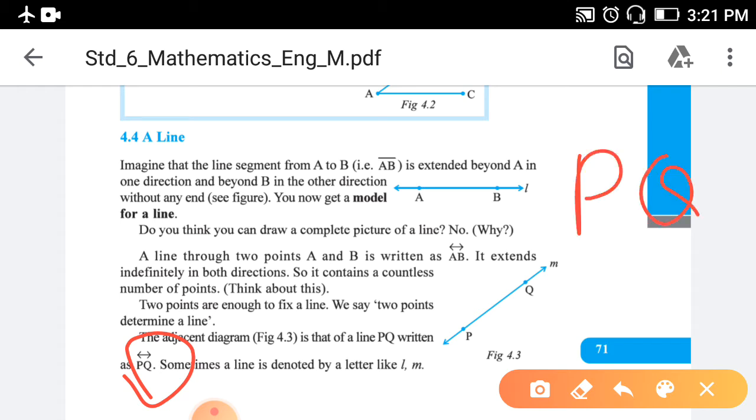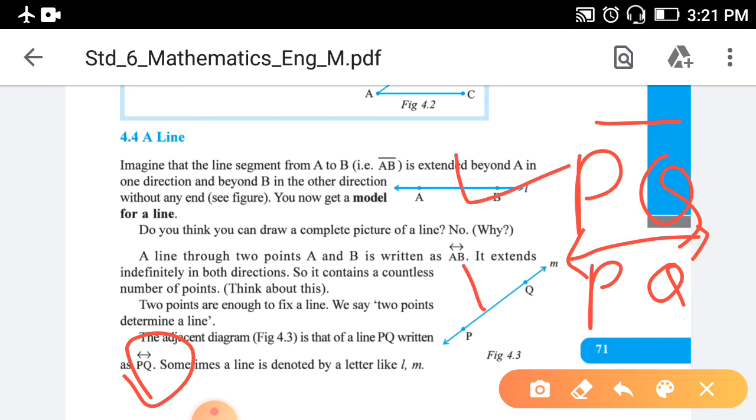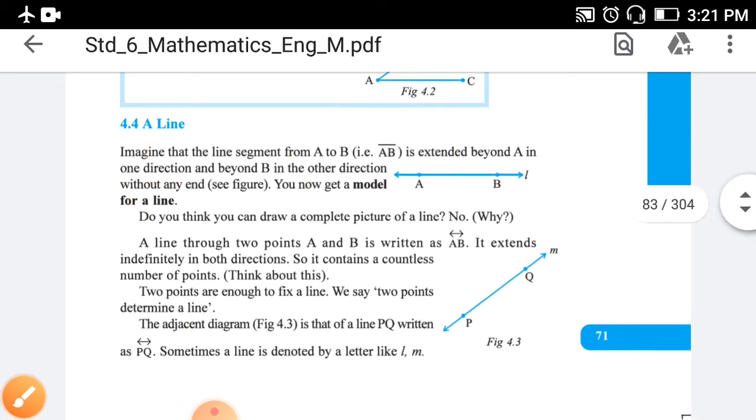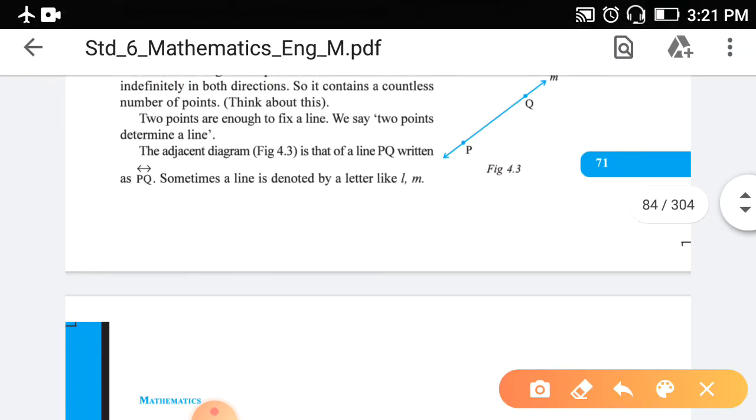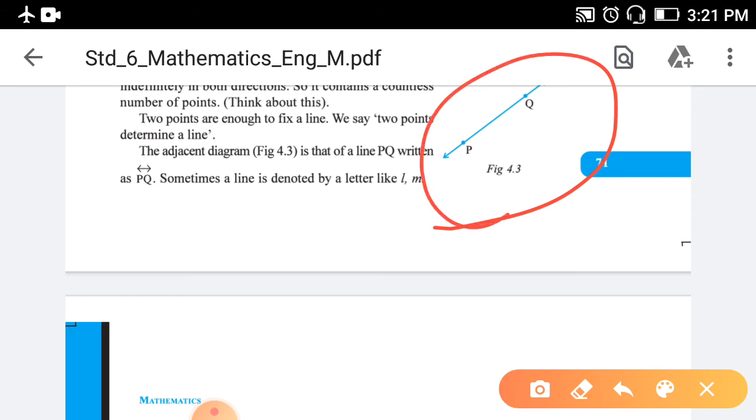Here let's see the difference in the denomination. First one, it is a line segment, and second one, it is a line. Here these two arrows represent that you can extend this line beyond the end points. So that's why it is a line, and this short line, that is a line segment. This way you can draw line.